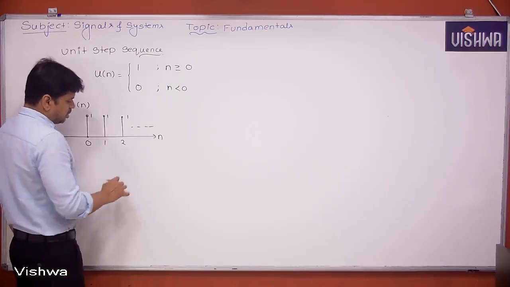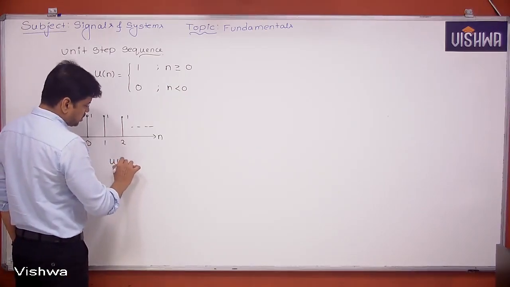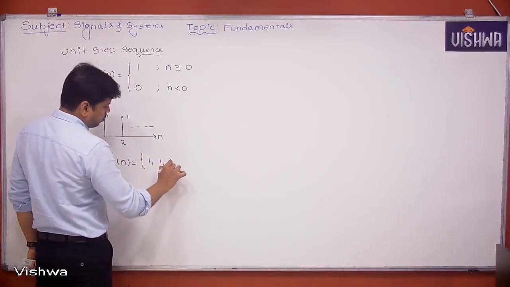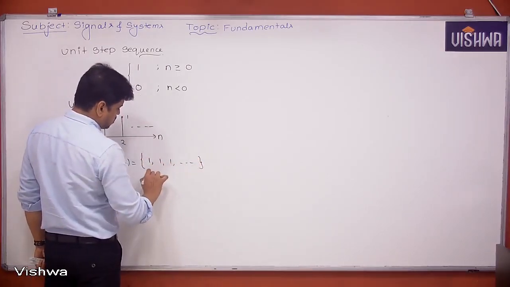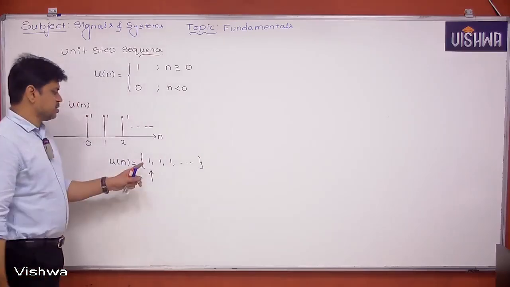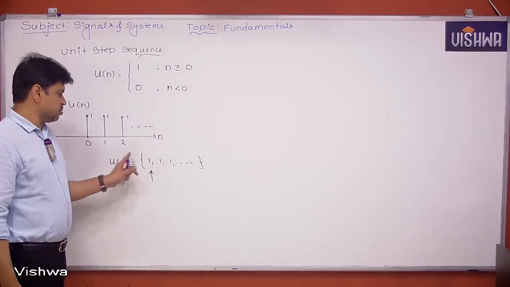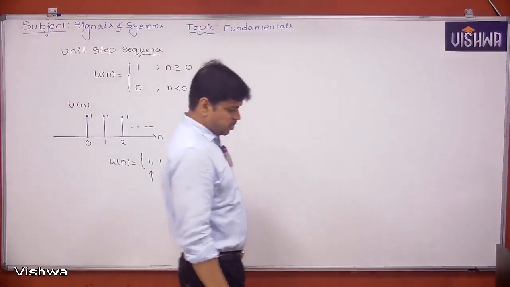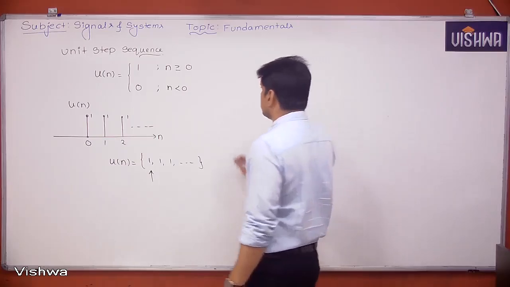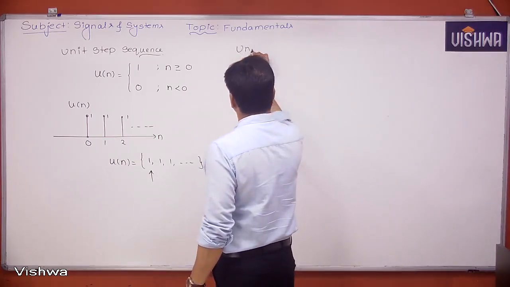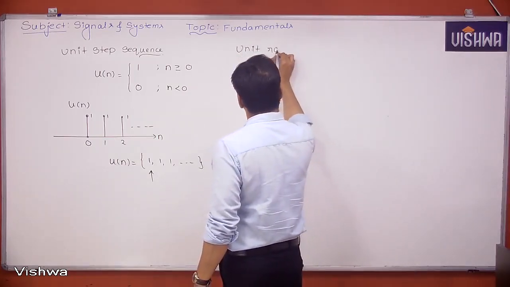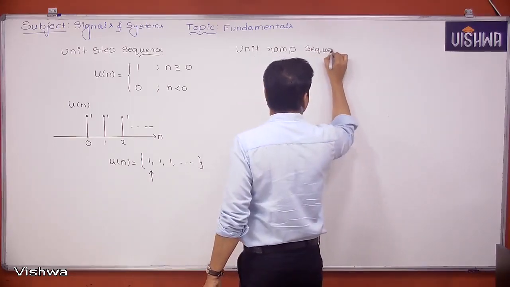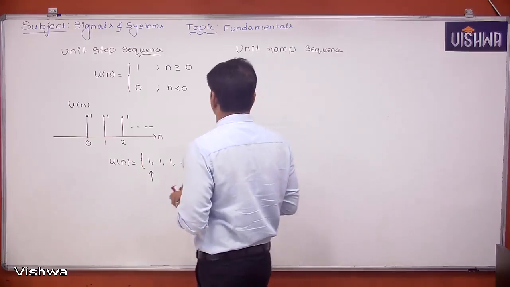Suppose if I want to represent this with a sequence of numbers, how can we do that? Its value is 1, 1, 1 and so on. Here is the arrow that indicates this value is 1 from 0 onwards, and before this the value is 0. That's the meaning of the unit step sequence. Next, the unit ramp sequence.